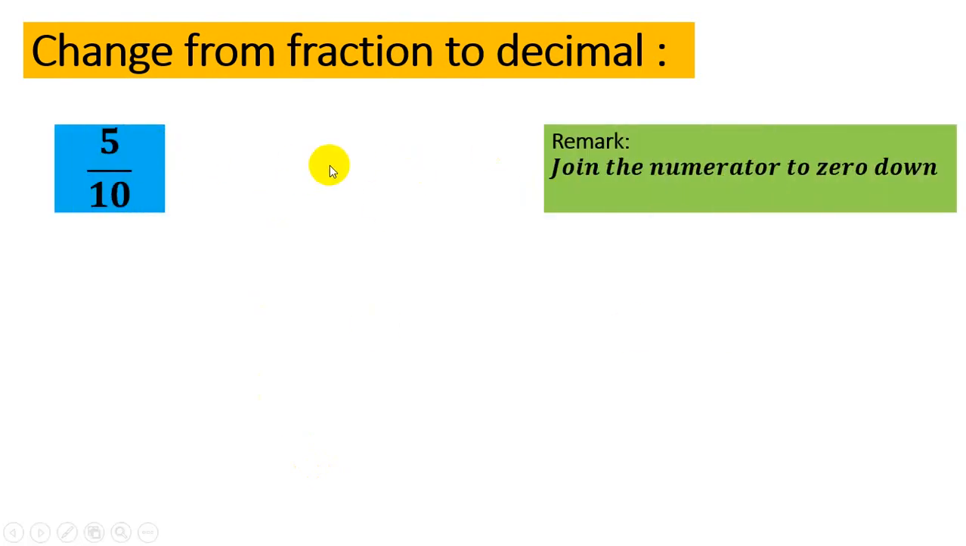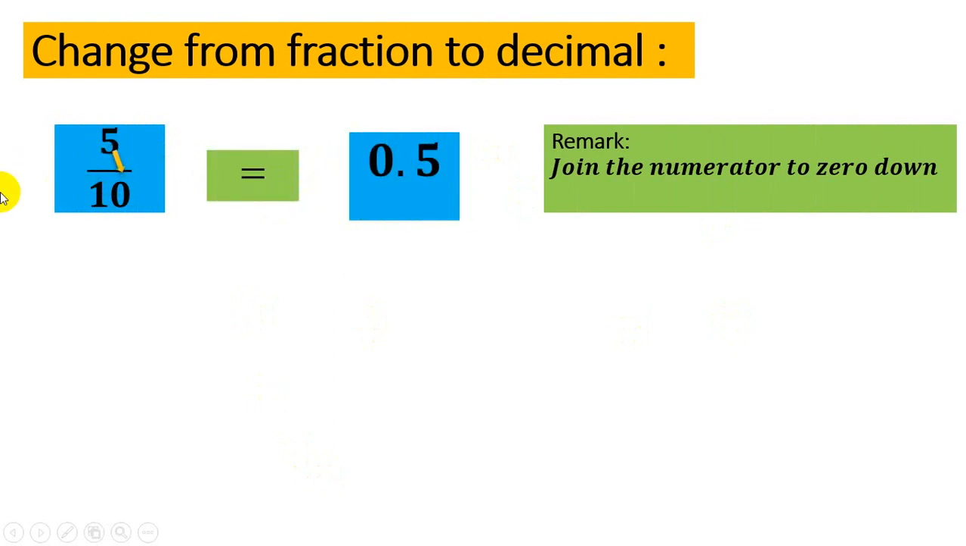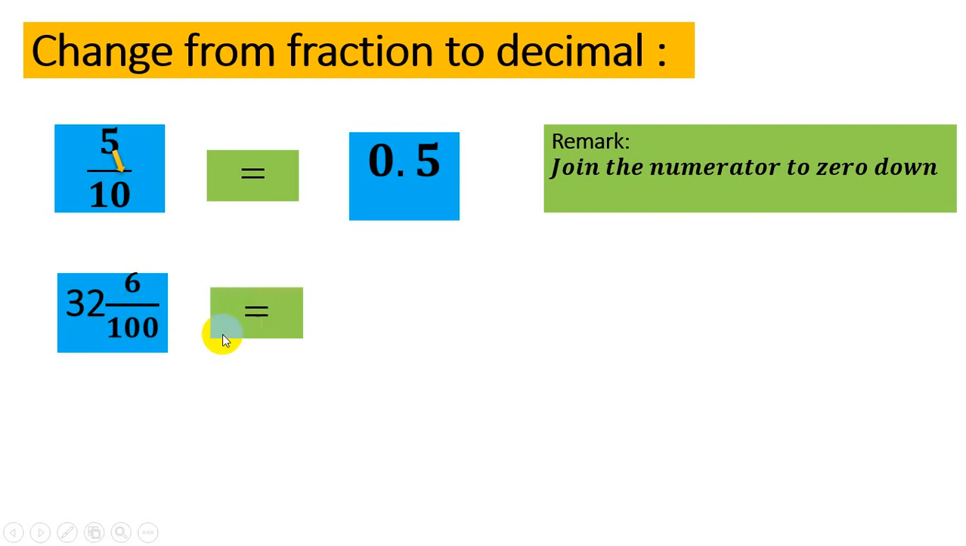Change from fraction to decimal number. 5 over 10. Join the numerator to 0 down. Join 5 to 0, gives you 5. Change 1 to decimal. We don't have a whole number, so we write 0. Join 6 to 0. Do you have a number up to join with 0? No, so then I write 6, put 0.